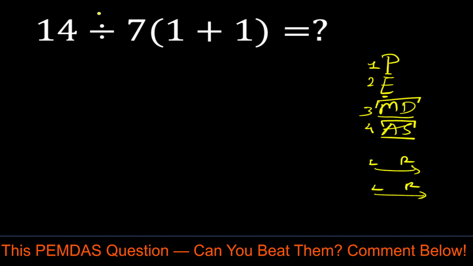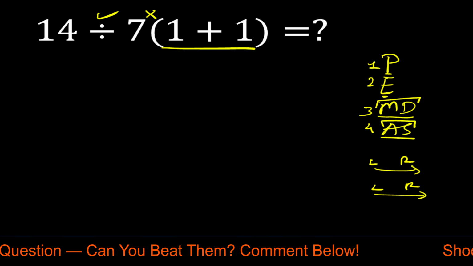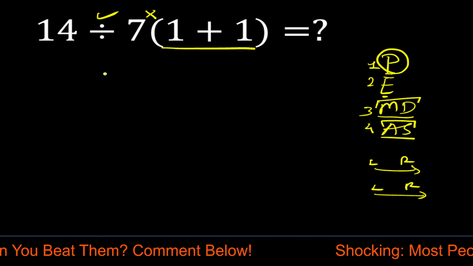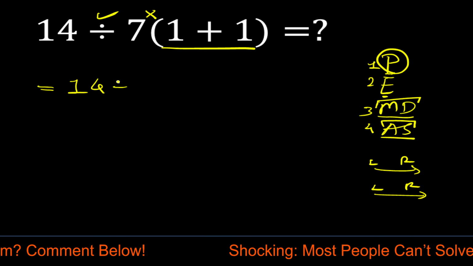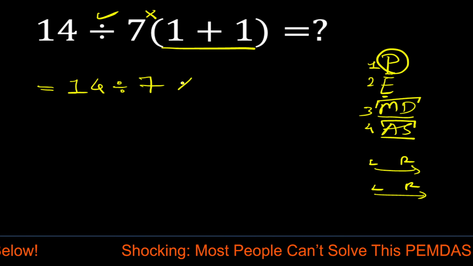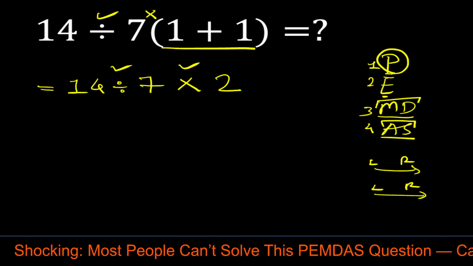So in this question, here we have division, here multiplication, and here we have one parenthesis, right? So according to PEMDAS rule, first we have to solve parenthesis. So now 14 divided by 7. Now solve this parenthesis. 1 plus 1 is equal to 2. So times 2, right? Now here we have division and here multiplication.